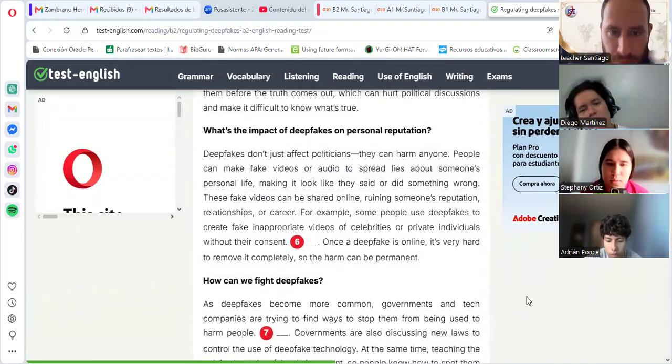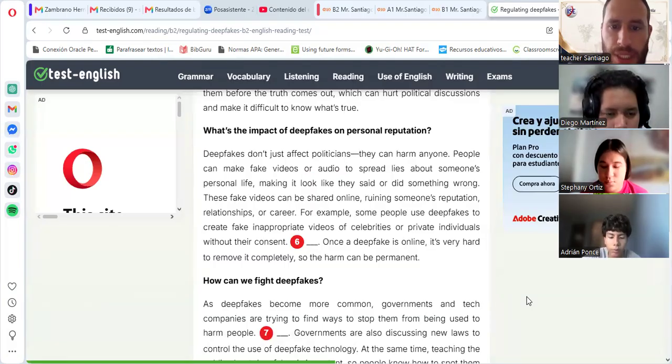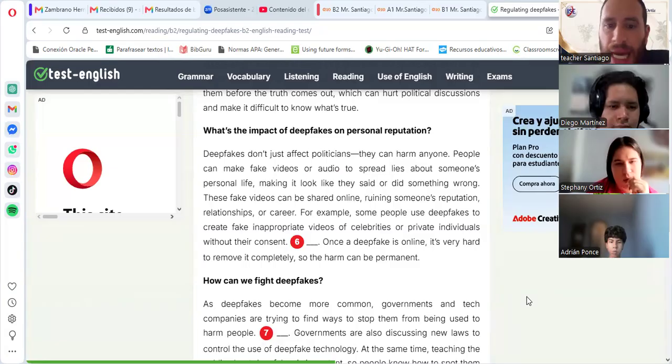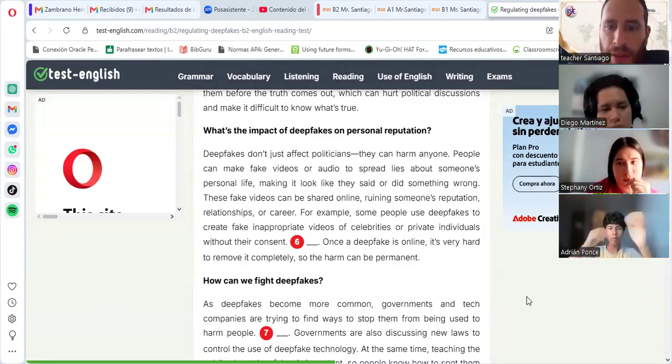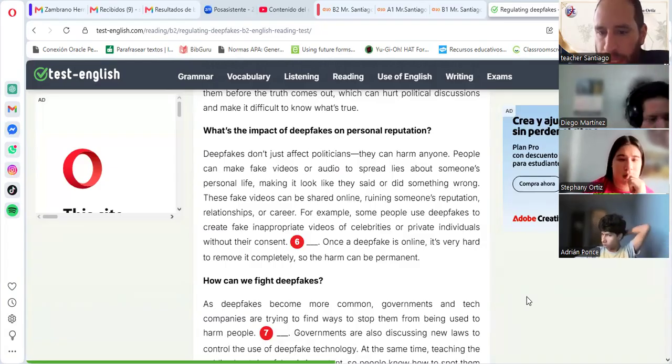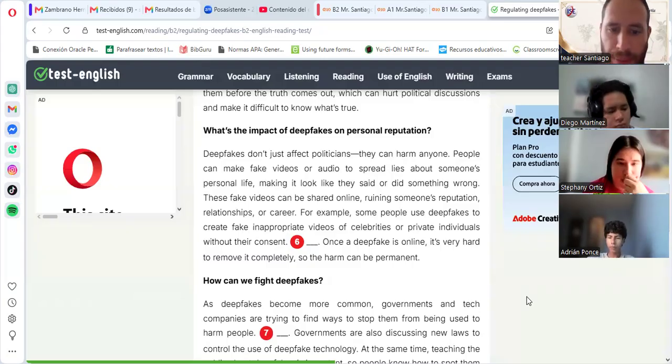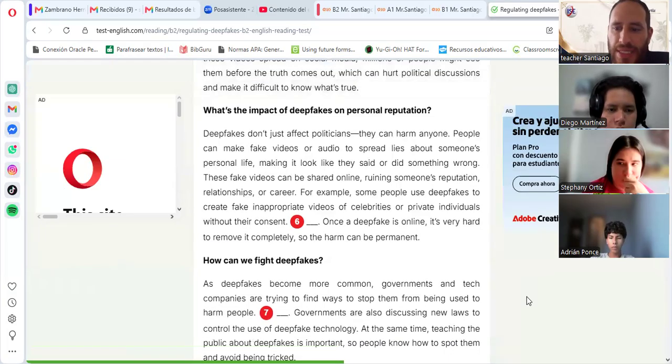Number 6. What's the impact of deepfakes on personal reputation? Deepfakes don't just affect politicians, they can harm anyone. People can make fake videos or audios to spread lies about someone's personal life, making it look like they said or did something wrong. These fake videos can be shared online, ruining someone's reputation, relationships, or career. For example, some people use these fakes to create fake inappropriate videos of celebrities or private individuals without their consent. Once a deepfake is online, it's very hard to remove it completely, so the harm can be permanent.